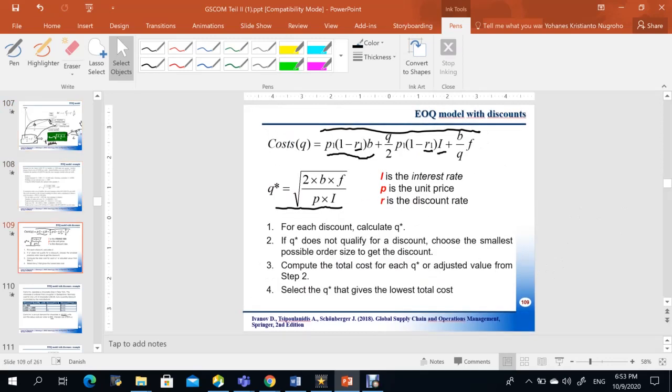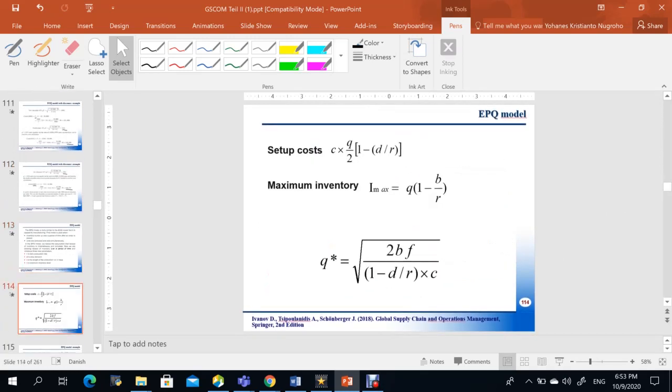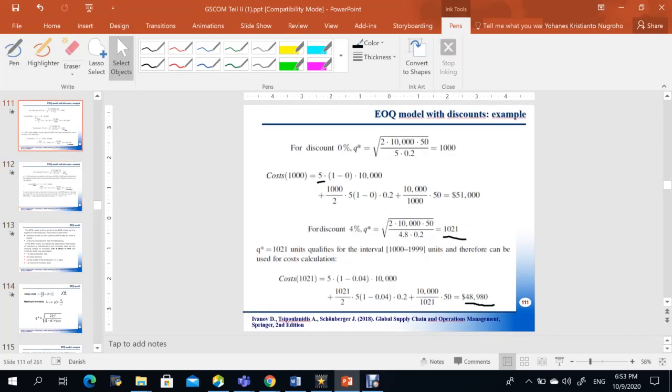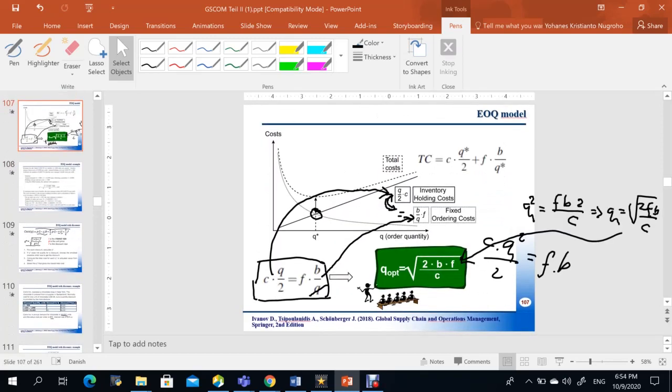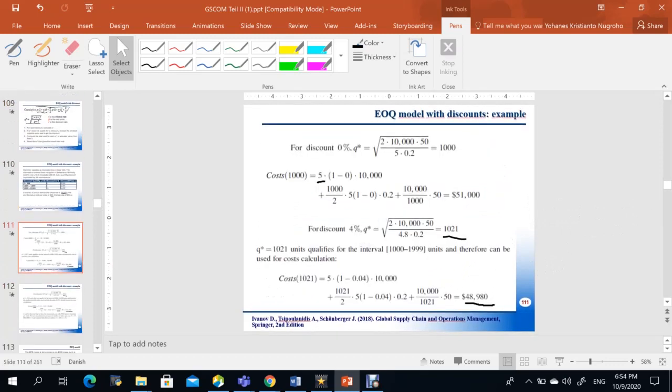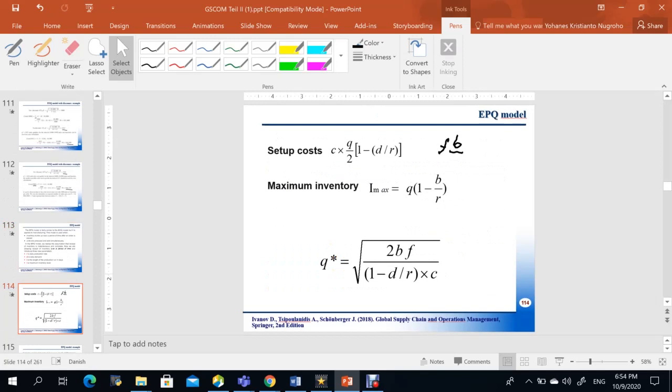So we can calculate here. We have the order cost here, FB over Q. FB over Q should be equal to the setup cost. And then we do the same mechanics.